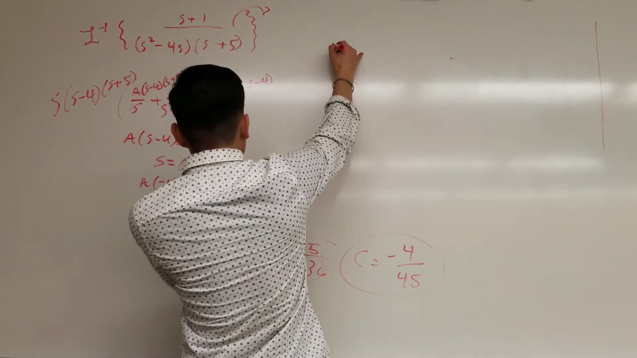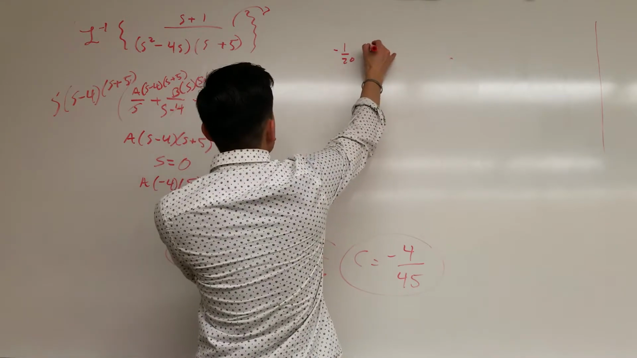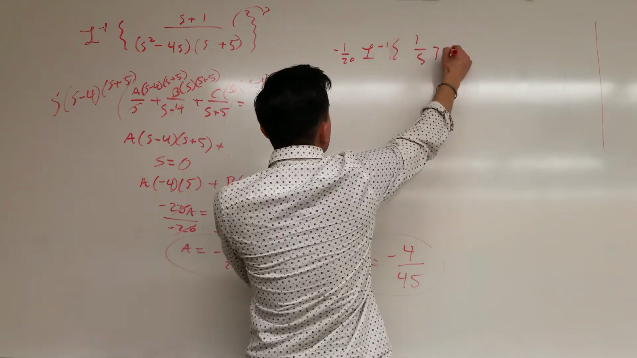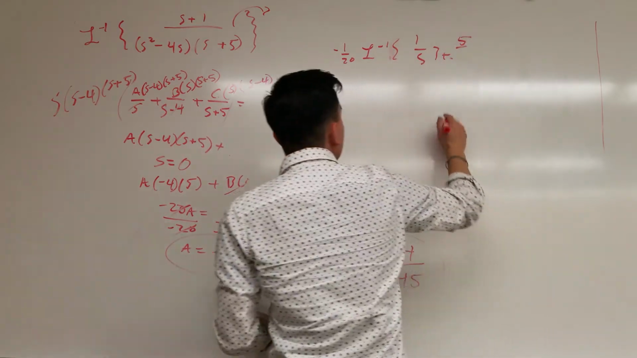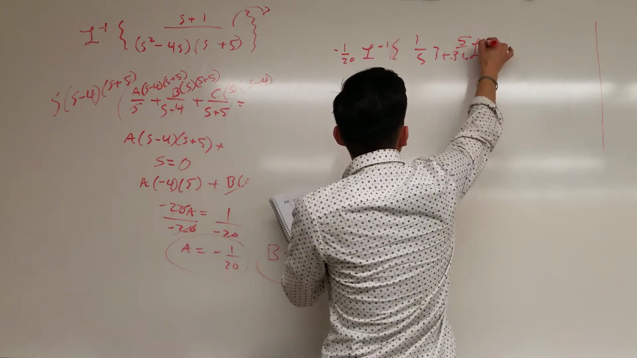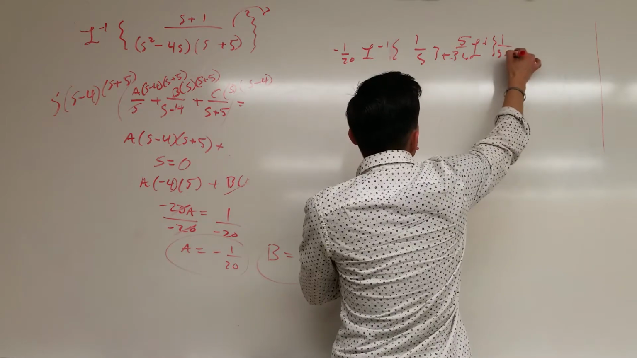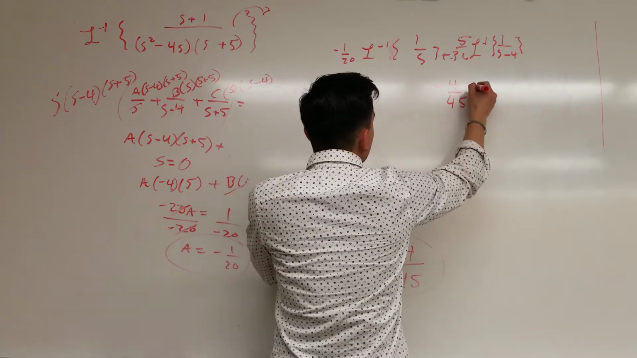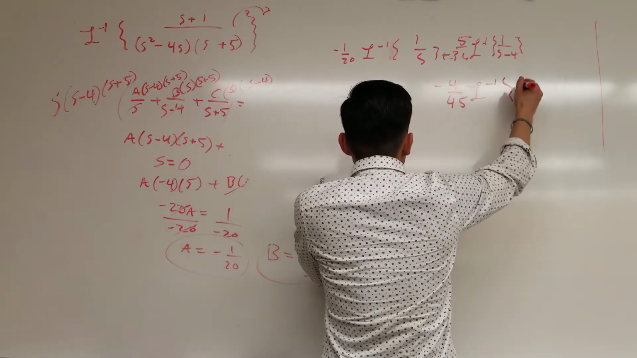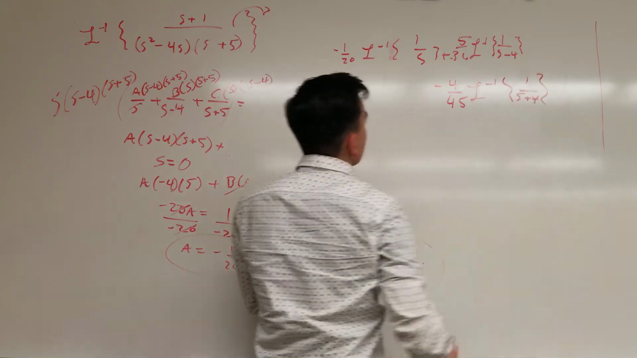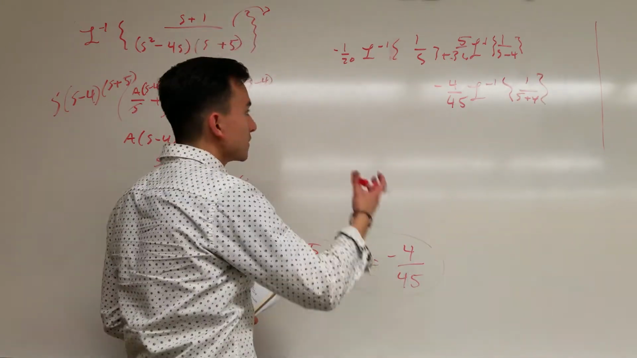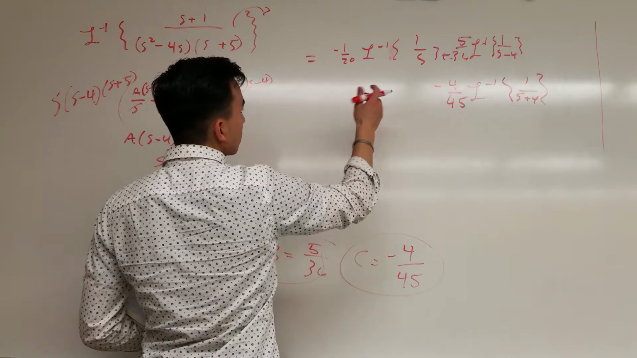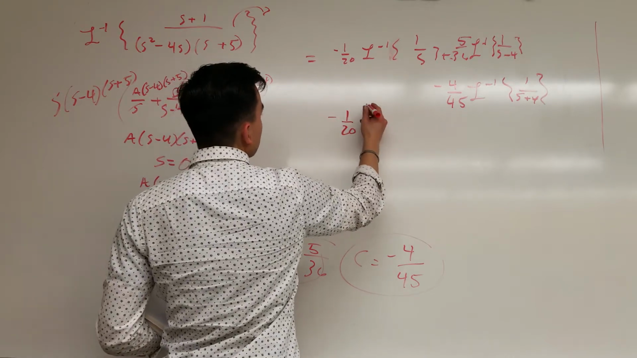So I can say this is negative 1 over 20 times the inverse Laplace of 1 over s, plus 5 over 36 inverse Laplace of 1 over s minus 4, minus 4 over 45 times the inverse Laplace of 1 over s plus 5. Okay, well now this is a lot easier. We can see the inverse Laplace of 1 over s, that's going to be 1.